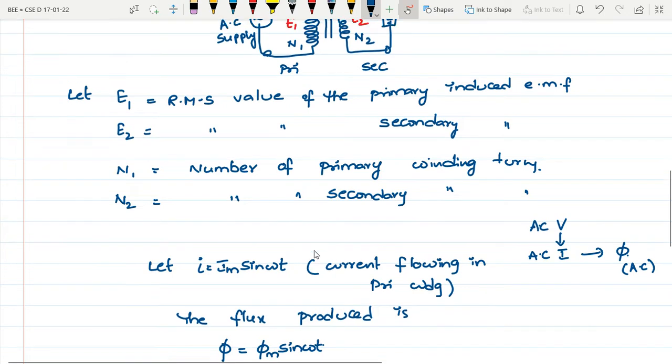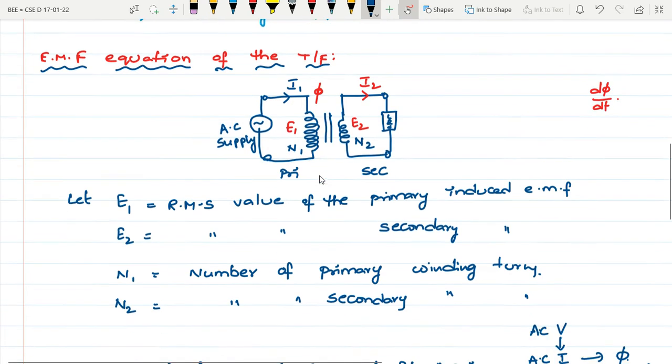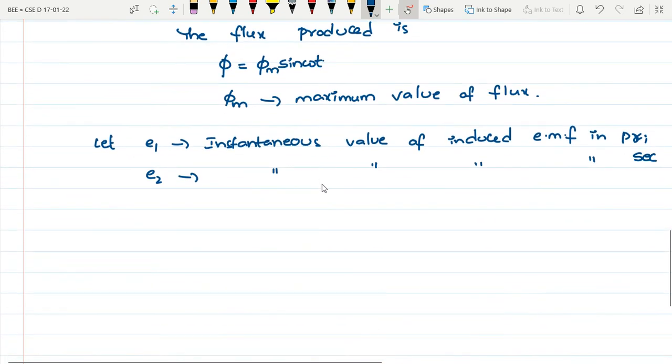Now what will happen once the current is given? Due to that current, flux is produced. Now according to Faraday's laws of electromagnetic induction, EMF gets induced in the primary winding. The magnitude of the induced EMF is given by the EMF equation formula: e is equal to d psi by dt. Here psi is nothing but total flux linkages. This is the EMF equation given by Faraday.